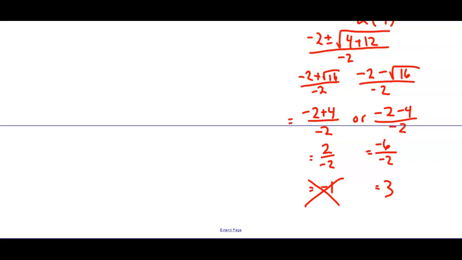And so if this is equal to a negative number, we're always going to cross that out, and we're going to have one answer. If they're both positive, on the other hand, you're going to have both positive answers.